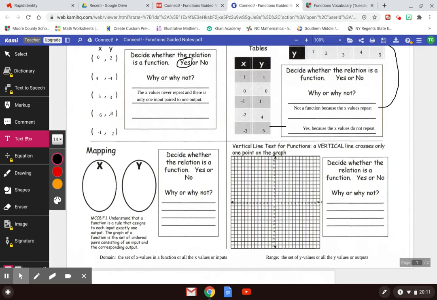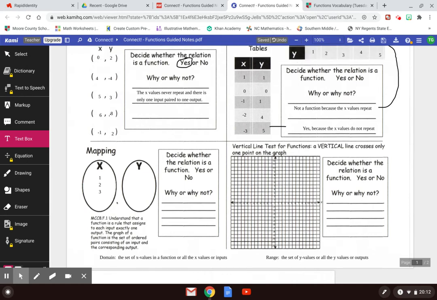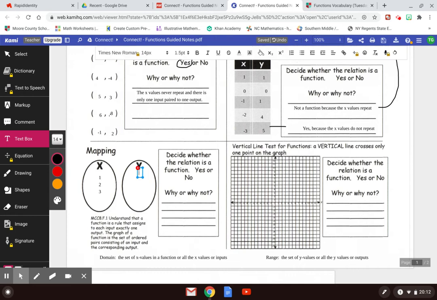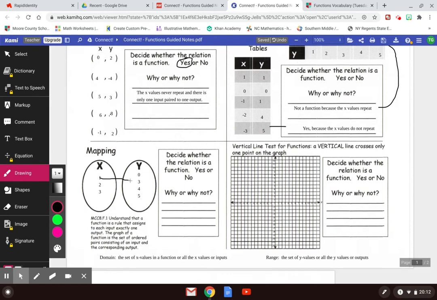So if I come over here and I'm going to put the text box, and I'm going to have 1, 2, and 3. All right, so those three numbers there are going to be my inputs, 1, 2, and 3. And then my outputs are going to be 0, 3, 4, and 5. Okay, so here's my set of inputs and my set of outputs. All right, so now I'm just going to take this drawing tool and I'm going to basically do what we call map each of these.